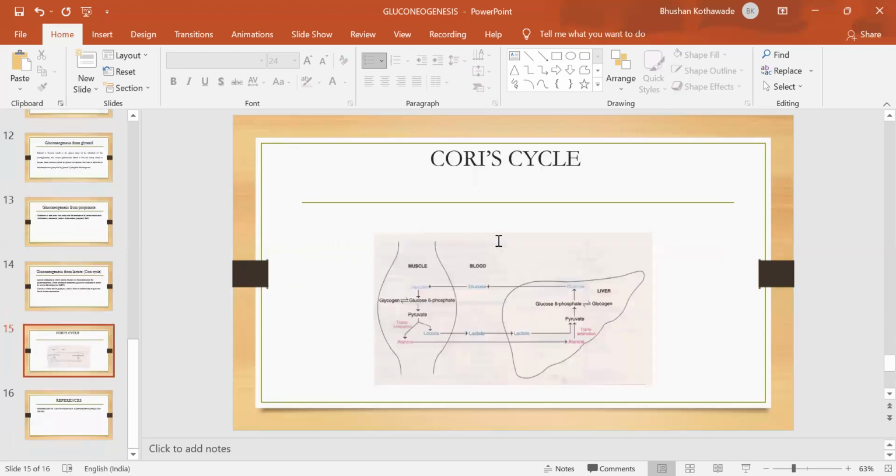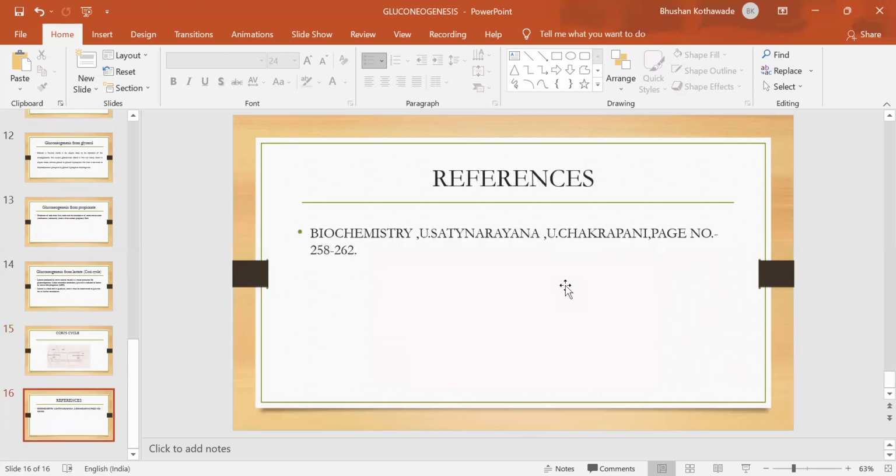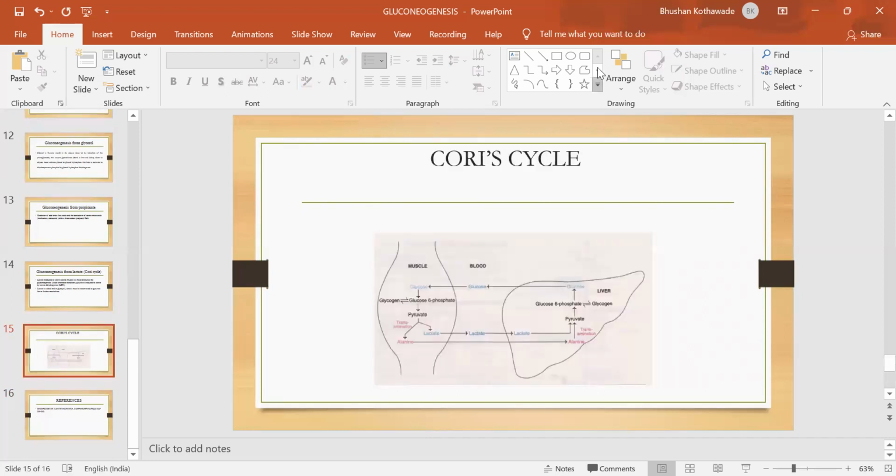This is also an important point. In the skeletal muscle the lactate is produced, and as the enzymes for gluconeogenesis are absent in the muscles, lactate is transferred to the liver. In the liver gluconeogenesis will occur, glucose will form, and then glucose is transferred again to the skeletal muscle. This is known as the skeletal muscle Cori's cycle. These are the references, and this is known as gluconeogenesis, that is the formation of glucose from non-carbohydrate compounds.